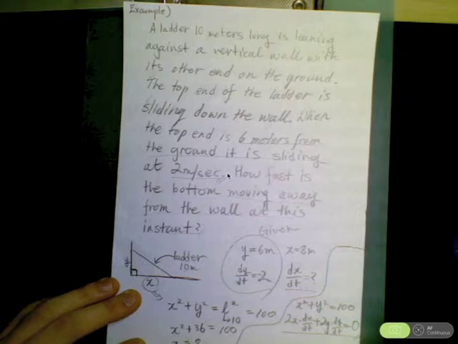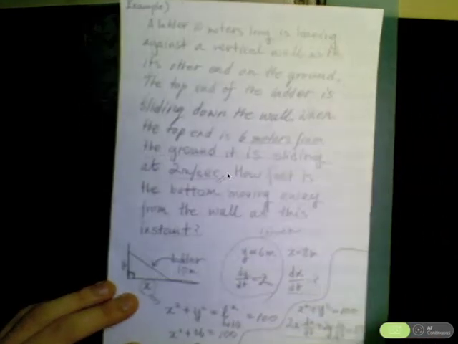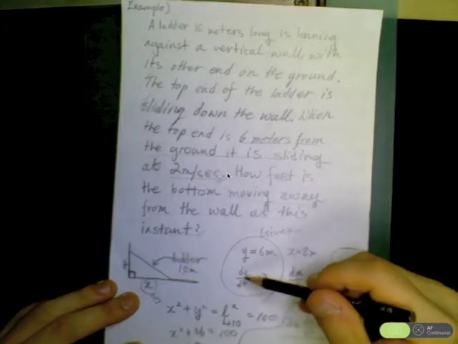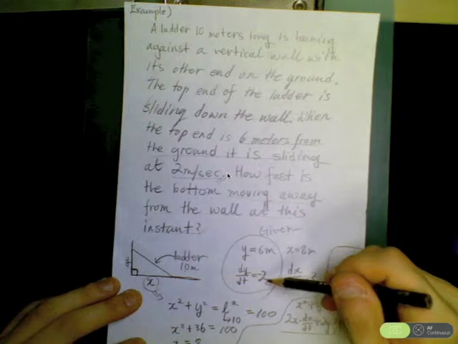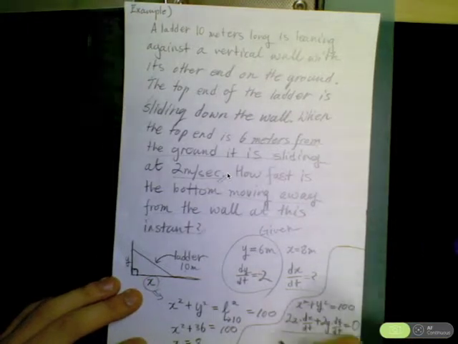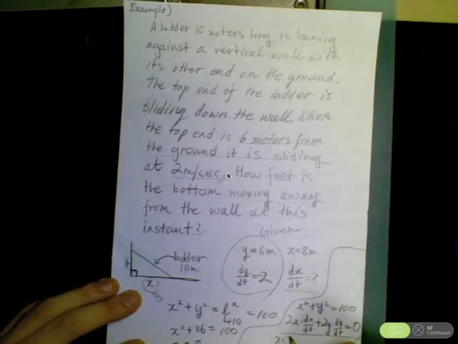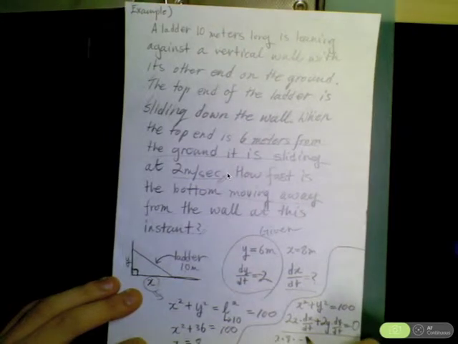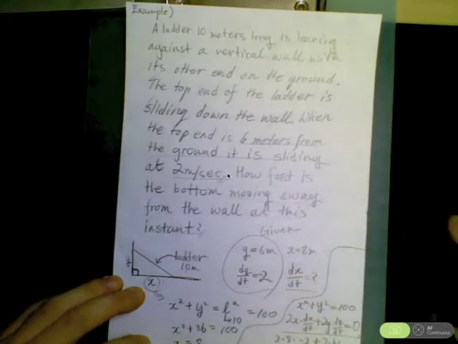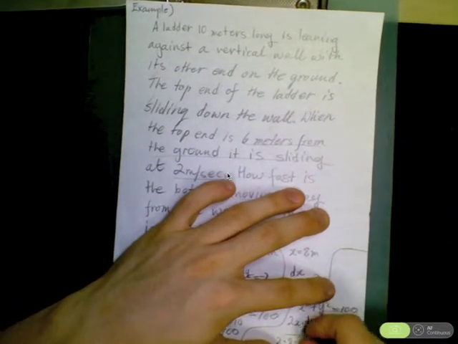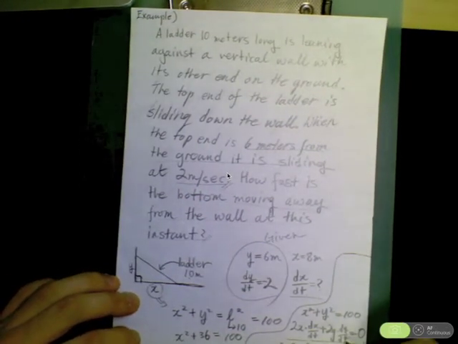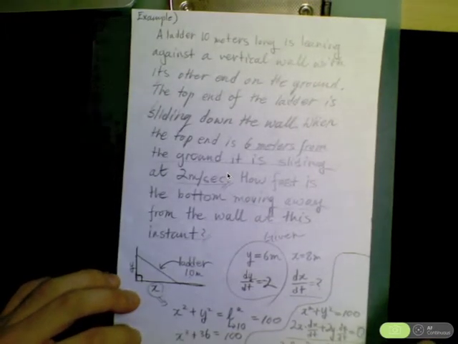What do we need to find? You have to find dx over dt. So what do you have to do? You have to plug y equals 6 meter, x equals 8 meter, and dy over dt equals -2 into this equation so that we can find dx over dt. So let's do that right now. So 2 times 8 times dx over dt plus 2 times 6 times -2 equals 0.